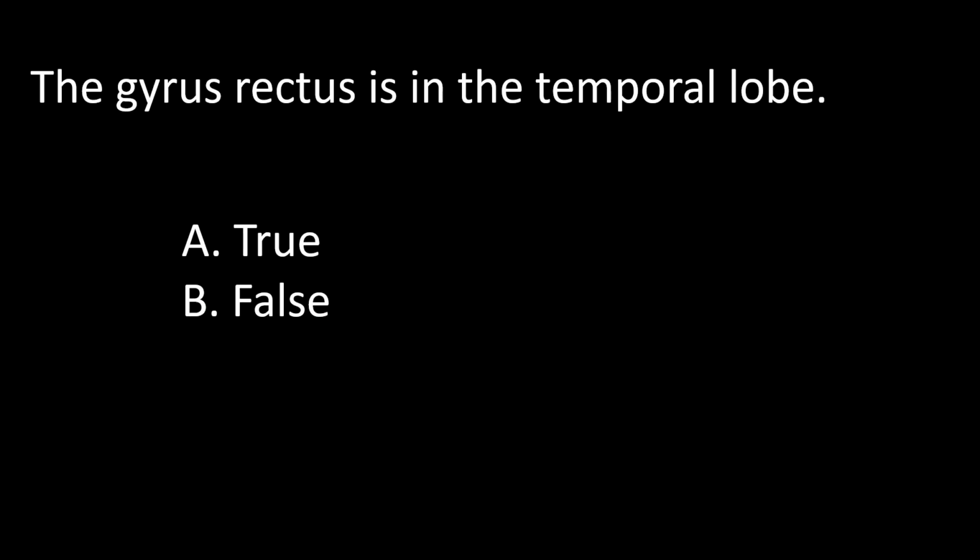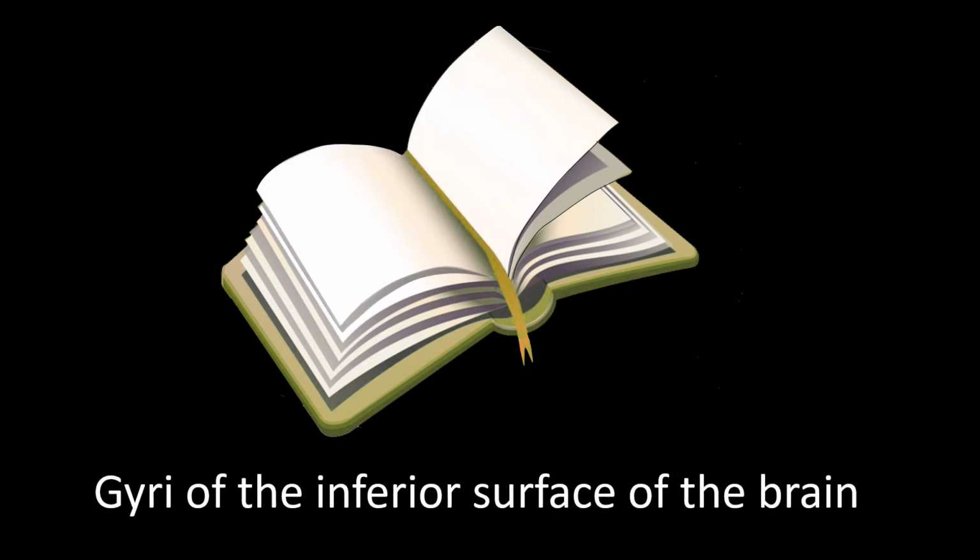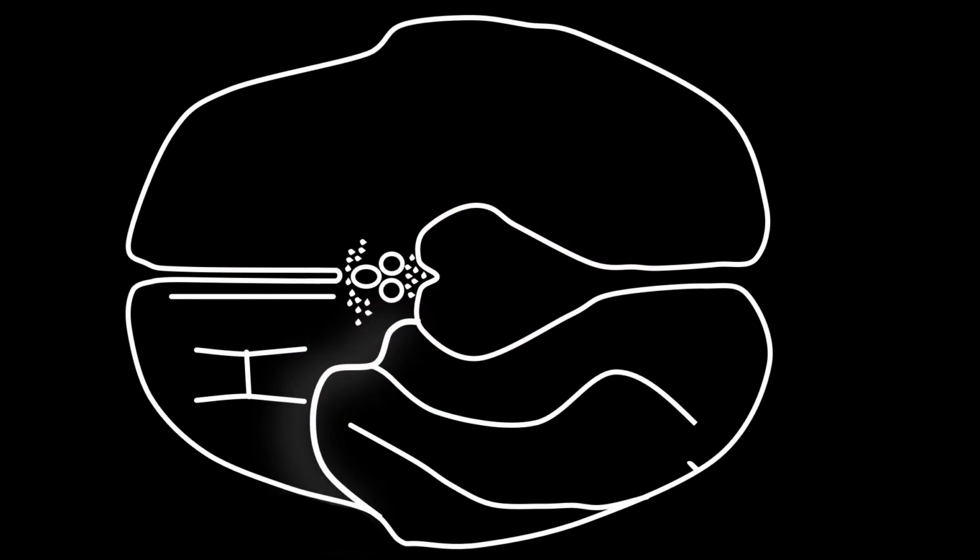Next question. The gyrus rectus is in the temporal lobe. A true, B false. Once the sulci of the inferior surface are drawn, we will start labeling the gyri and lobes. So this is the look of the inferior surface.